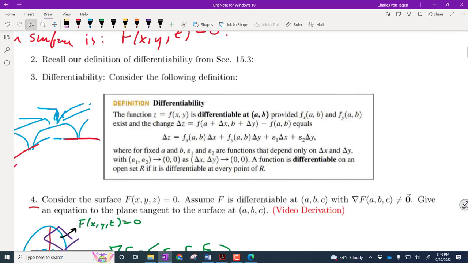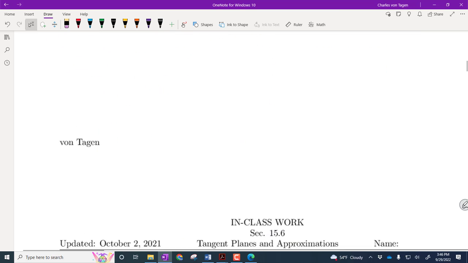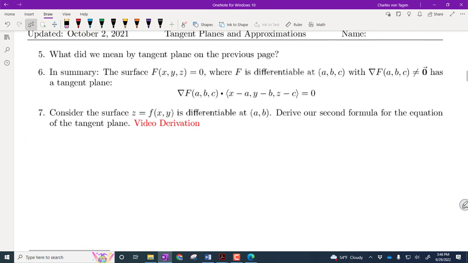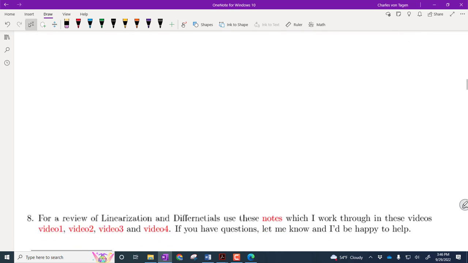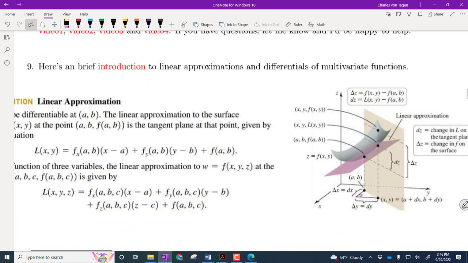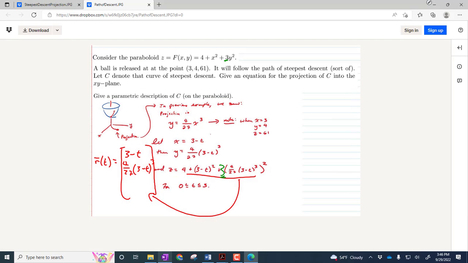So folks, if you didn't get to this video derivation of this number 4, go ahead and put a star by it and come back to it. And we also looked at, so derive our second formula from the first. Good. All right. When we come back, folks, I want to jump into the techniques of linear approximation and differentials.